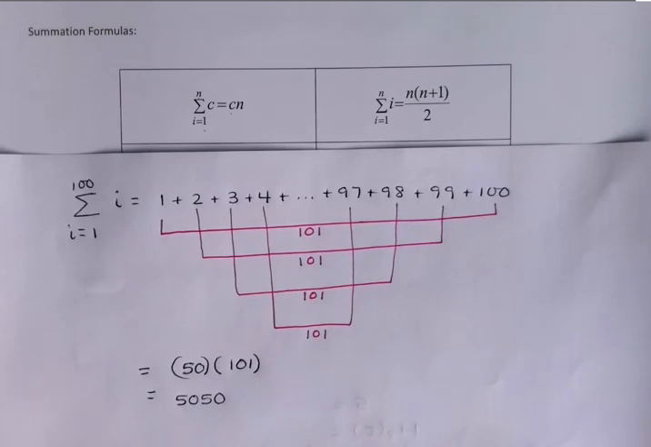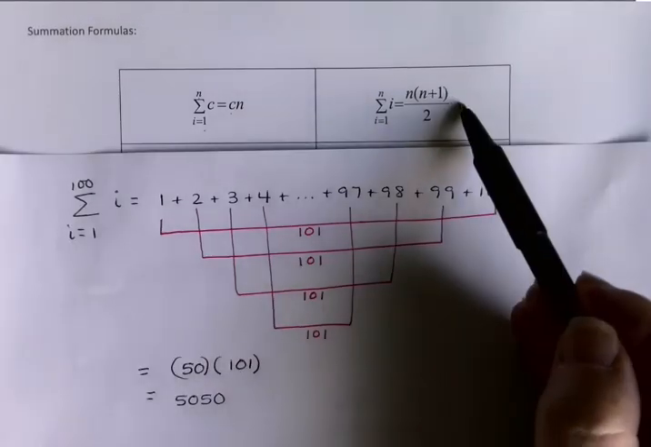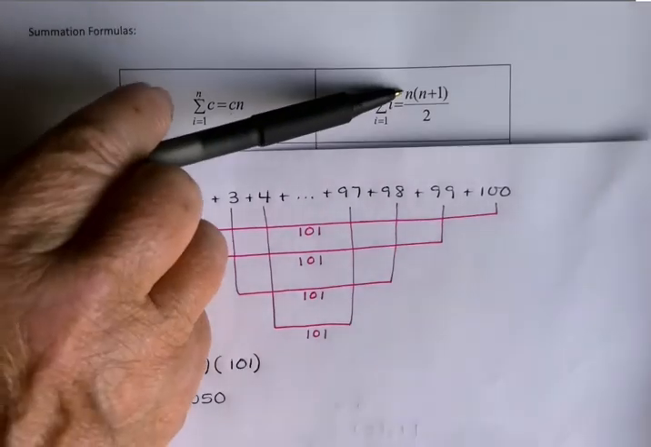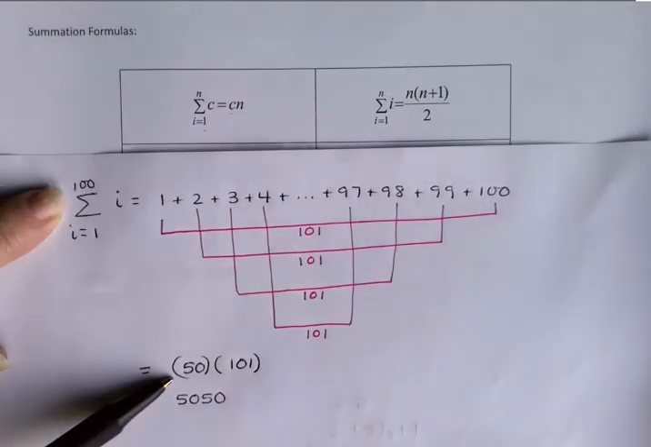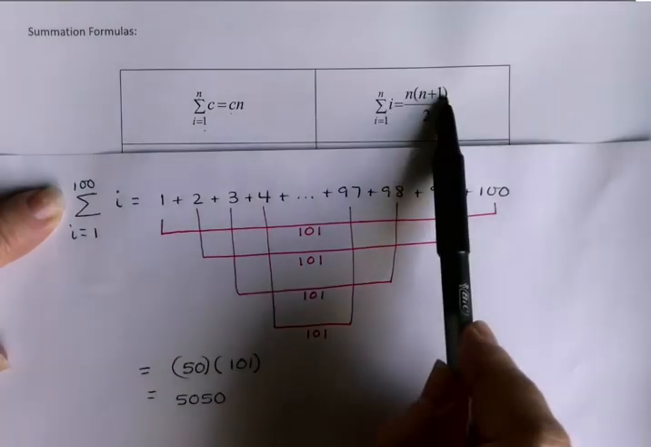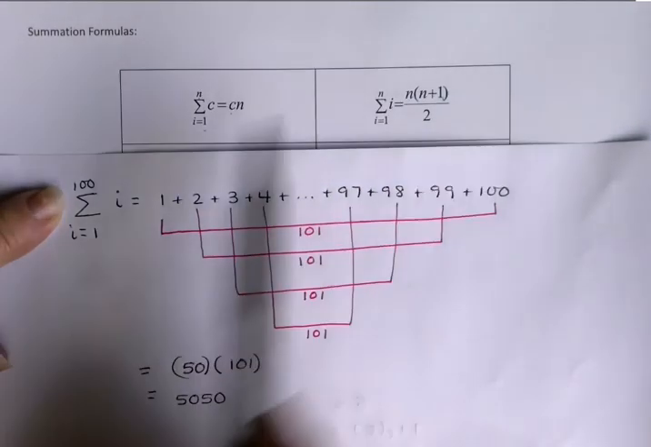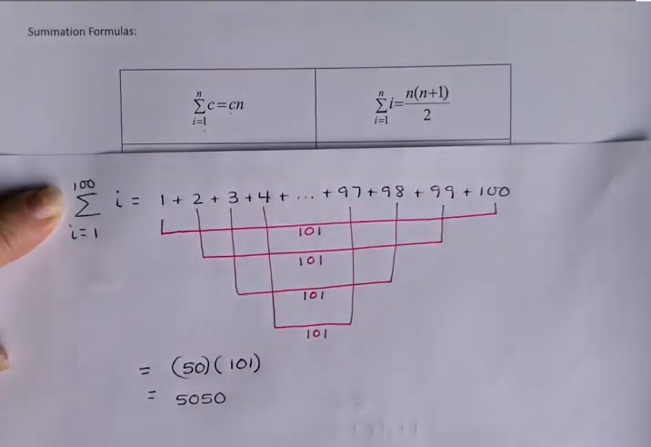That's essentially an example of what this formula is doing. Notice that my original sum was to 100. N divided by 2, that's 50, the number of pairs. And n plus 1 would be 101. That's the sum of each pair. So that's just an illustration of why that formula works.